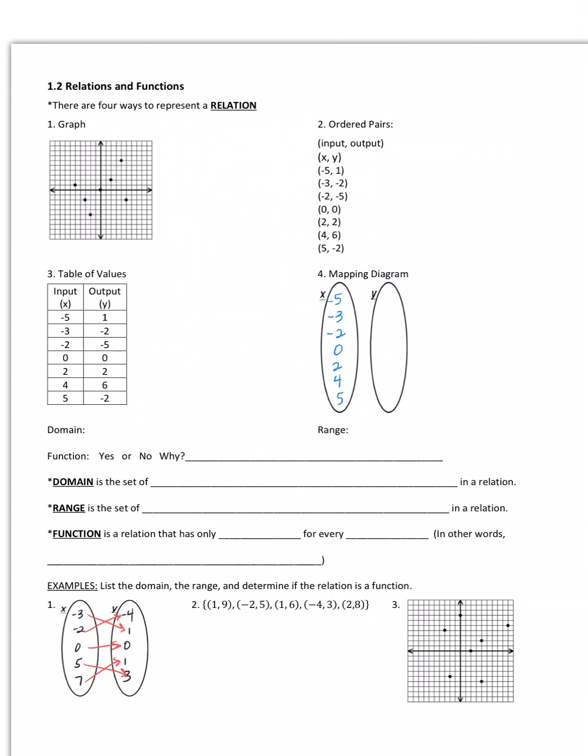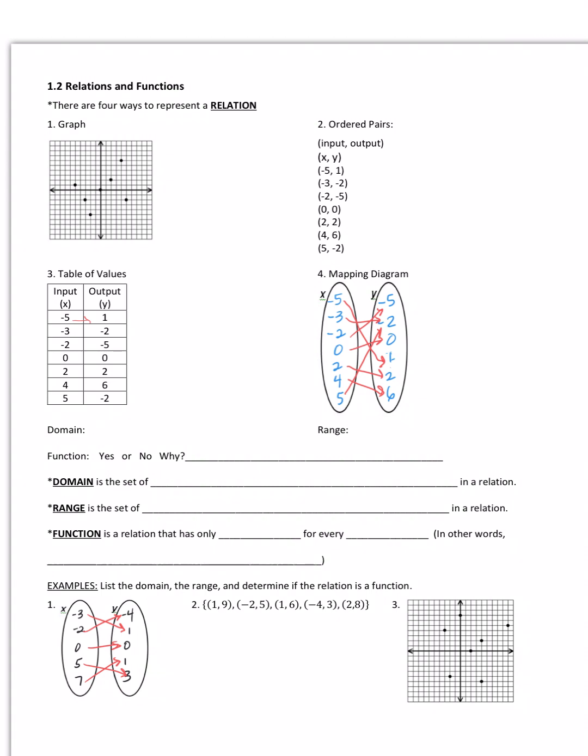My output, however, is not least to greatest, so I have to stop and think, and we'll put them in that order. So it'll be -5, -2, 0, 1, 2, and 6. Now, to map them, I just draw arrows. So -5 goes to 1, -3 goes to -2, -2 goes to -5, 0 to 0, 2 to 2, 4 to 6, and 5 to -2. All right, all ways we can represent a function.